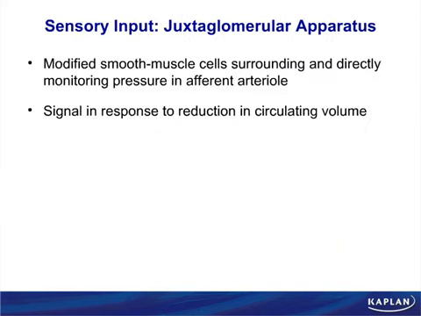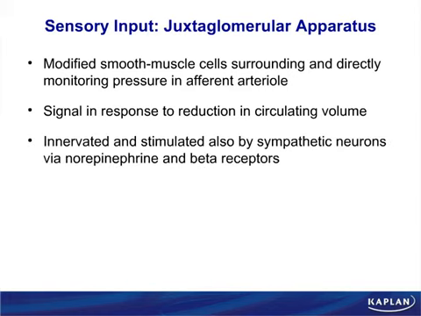So the sensory input to the juxtaglomerular complex, there's some modified smooth muscle cells. They sense the stretch. It's monitoring that pressure. They sense the low circulating volume. They sense the pressure. Low pressure, low stretch equals renin. But they're also innervated by sympathetic neurons, specifically beta 1. Now, this is part of the reason that beta blockers lower blood pressure.